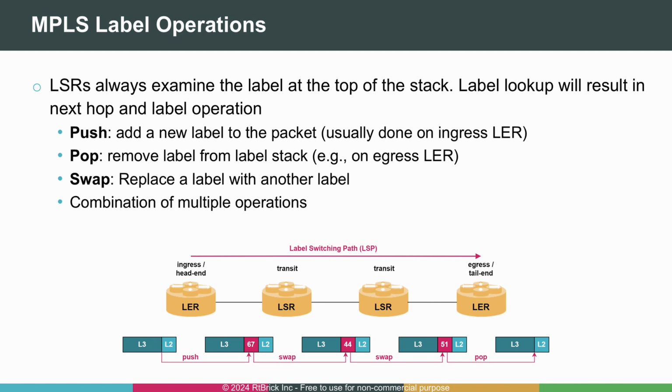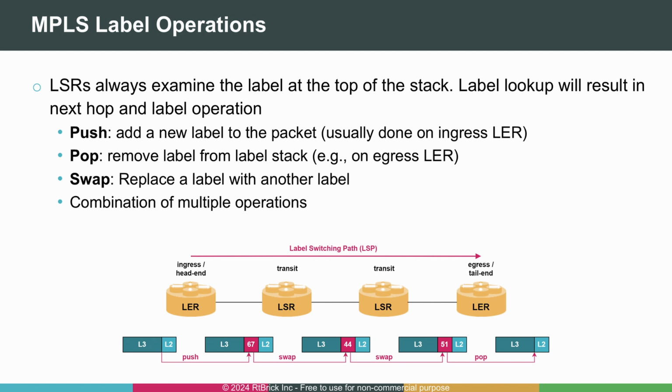The figure illustrates an LSP that spans from the ingress LSR on the left, often called the head end of the LSP, through two transit LSRs, to the egress LSR on the right, also known as the tail end of the LSP. When the ingress LSR receives an IP packet, it first strips off the layer 2 header and performs a lookup. This lookup assigns the packet to a forwarding equivalence class, and consequently, to an LSP. The packet is then tagged with label 67 before being forwarded to the next downstream LSR.